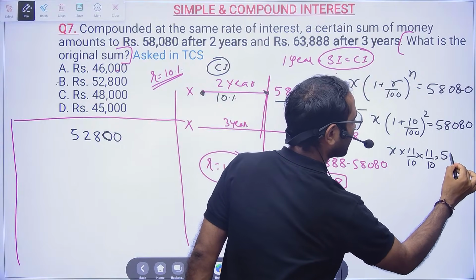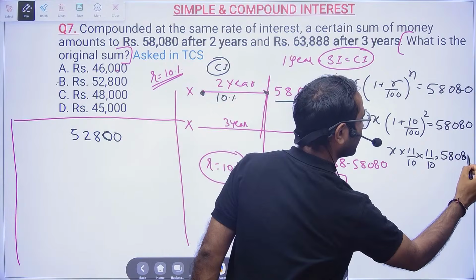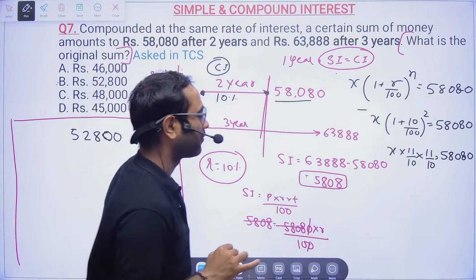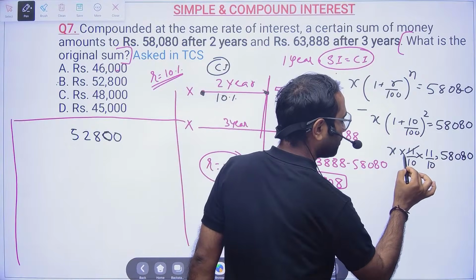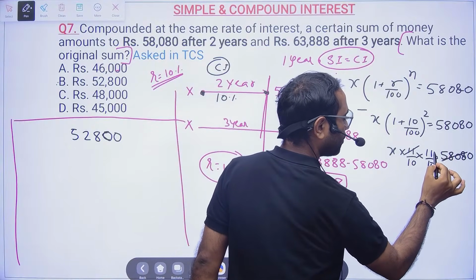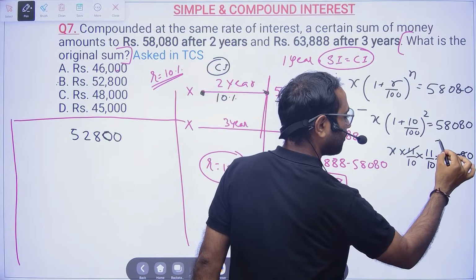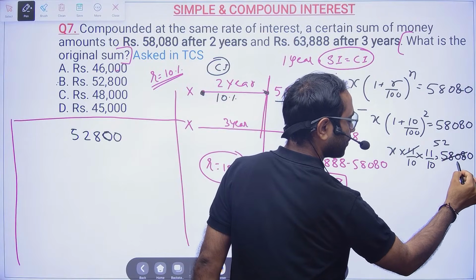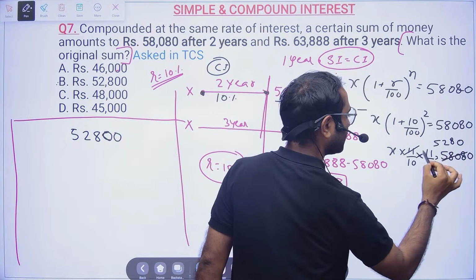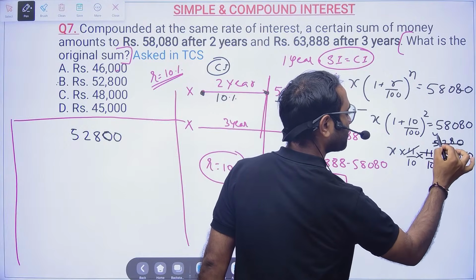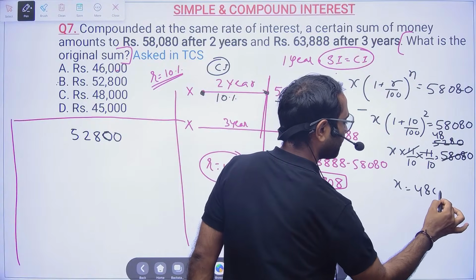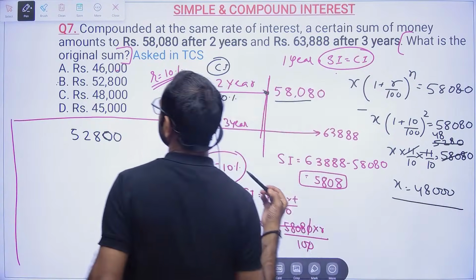So I see a lot of comments. People come and comment, we could have done it this way, we could have done it that way. Arey bhai, how are you going to convey it to the student? So now if you try to divide, 11 5 times 55 and 11 2 times 22, 11 8 times, and then 11 4 times 44, 48. So X will be nothing but 48,000. That is one way you can do it.